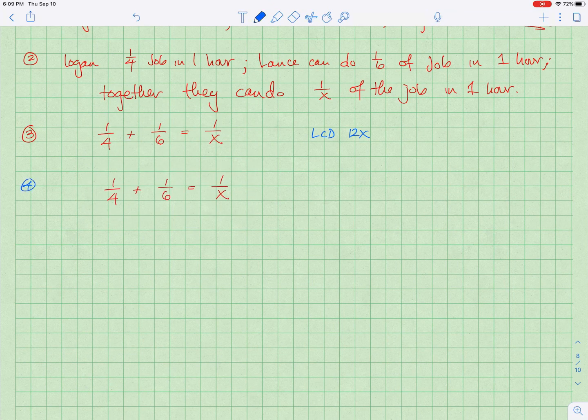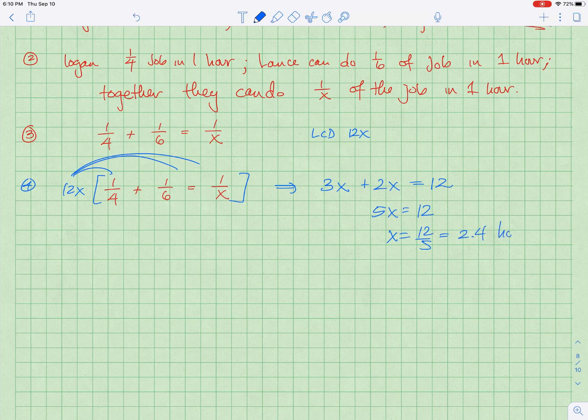For step number 4, we'll multiply through by the LCD. And 12 divided by 4 is going to give us 3 with an x. 12 divided by 6 is going to give us a 2 with an x. And 12x divided by x is just going to be equal to 12. So 5x is equal to 12. So x is equal to 12/5, which is 2.4 hours. Or if you want to get very technical, about 2 hours, 24 minutes.